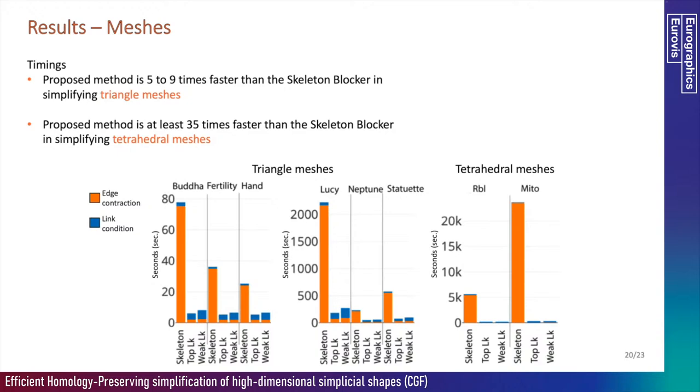In our case, the dual is true. So the link condition takes more time than performing the actual edge contraction. We can also notice that in this case, top link condition and weak link condition are comparable in terms of performances, but we will see in a second that when we move to higher dimension, the difference will become huge.